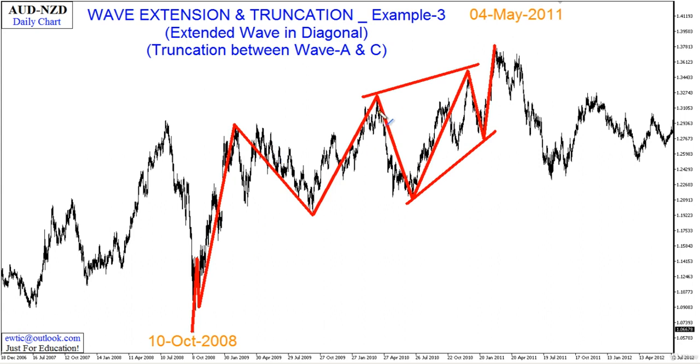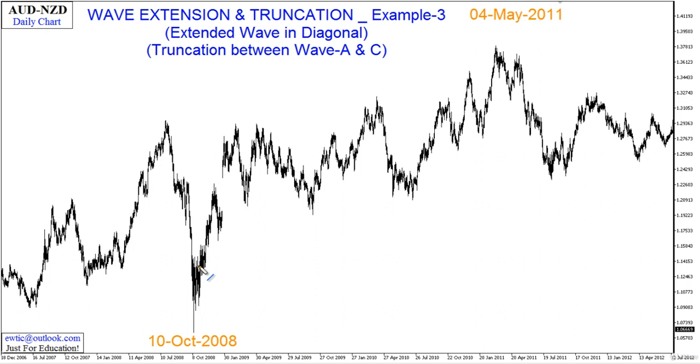And secondly, the third wave of this diagonal is bigger than the first wave of the diagonal. Since this is a contracting diagonal, wave 3 must be smaller than wave 1, wave 5 must be smaller than wave 3, right? But that is not the case here, as wave 3 is bigger than wave 1, right? So this is not the correct pattern here.